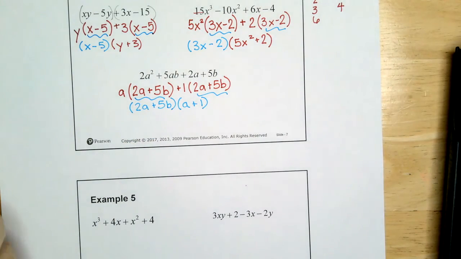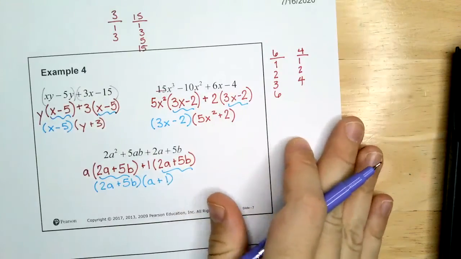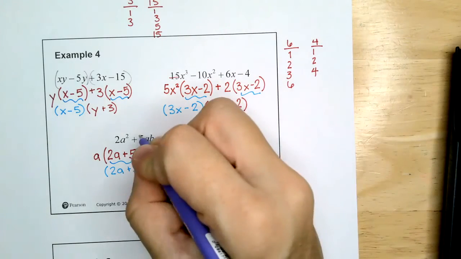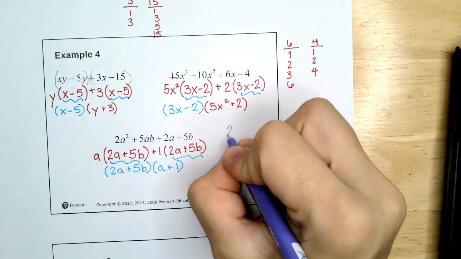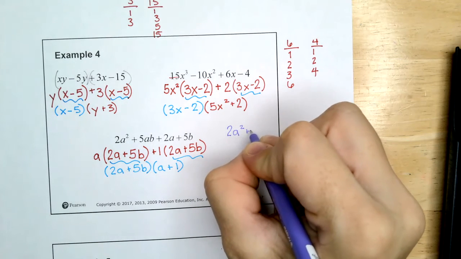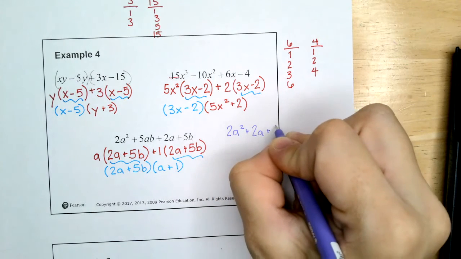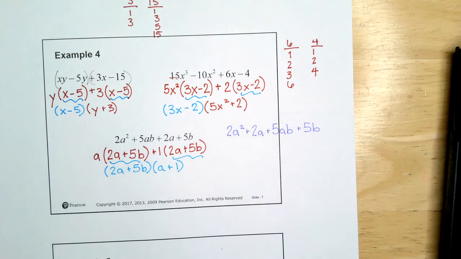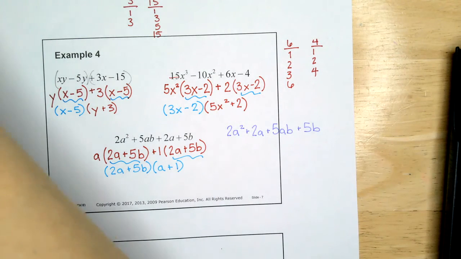Oops, wrong color. Okay. And I do want to show you, in case you wanted to put the twos together, it makes more sense, right? If that's you, I'll show you what you end up with. You're not wrong. So I'm going to move these around. I'm going to say 2a squared plus 2a plus 5ab plus 5b, okay? Because that looks better to me.